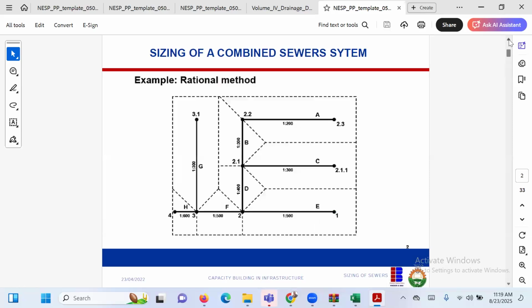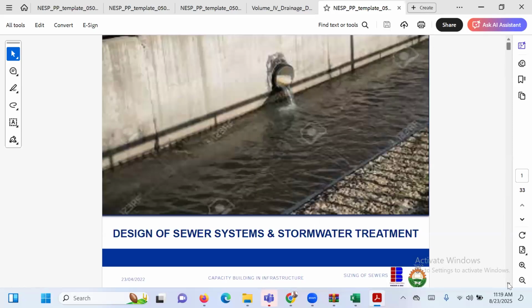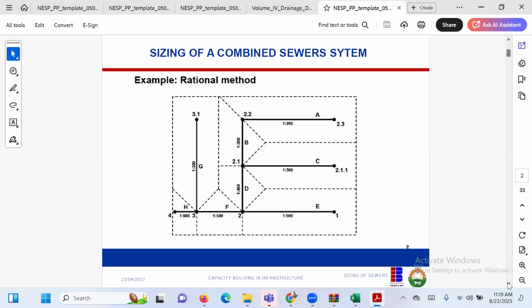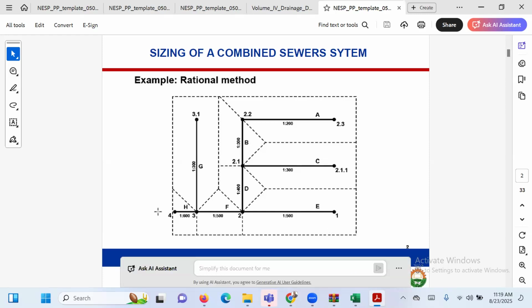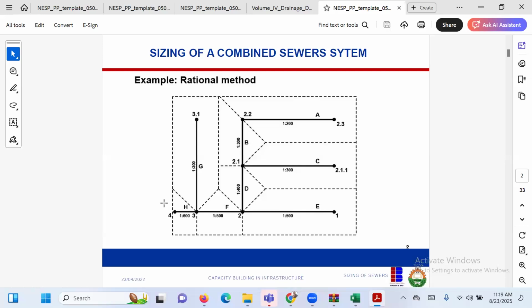So this is the rational method. This is a catchment. I'm given a catchment like this, and I'm asked to design the sewer. Let's say the treatment plant is here. So let's start with sewer. This is the treatment plant. So here is catchment A. This catchment A means there are houses here, houses up and down, no matter the arrangement.